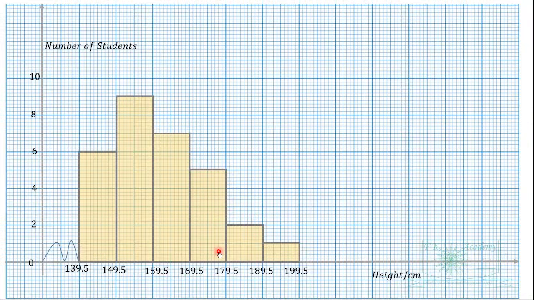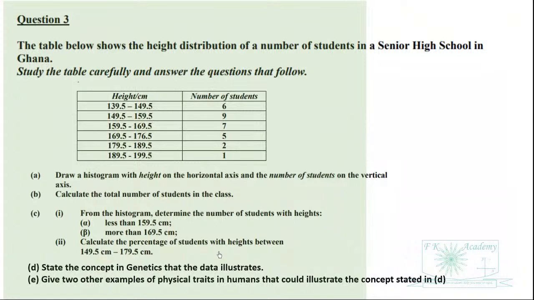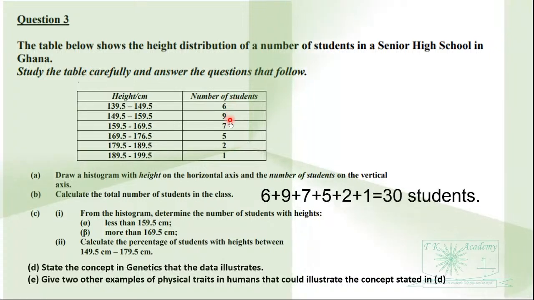Now the next question is, we are to calculate the total number of students in the class. So for the total number of students, we add 6 and 9 and 7 and 5 and 2 and 1. And that will give us 30 students in the class.